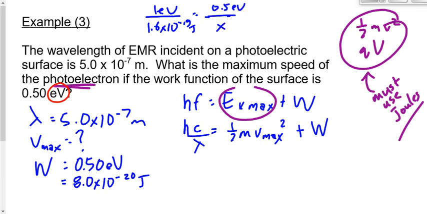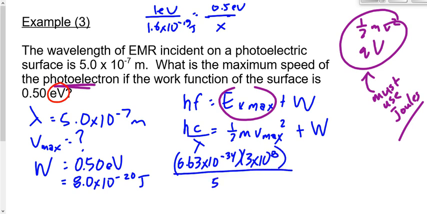Over x. X ends up being 8.0 times 10 to the negative 19. Got to use joules here, which means we got to use joules for Planck's constant, 6.63 times 10 to the minus 34, times the speed of light, 3 times 10 to the 8, divided by the wavelength, which is 5 times 10 to the minus 7. 1/2 of the mass of the electron that's been ejected.